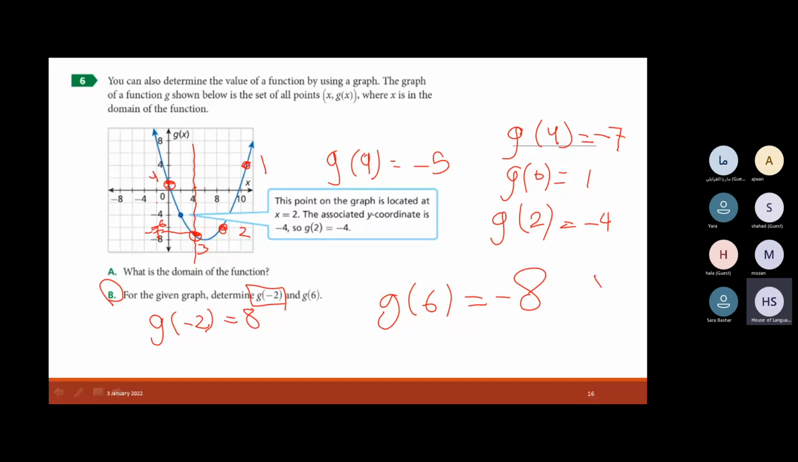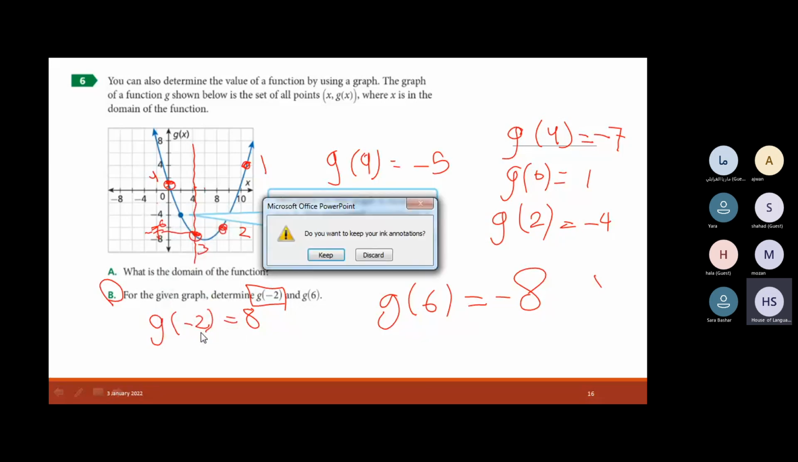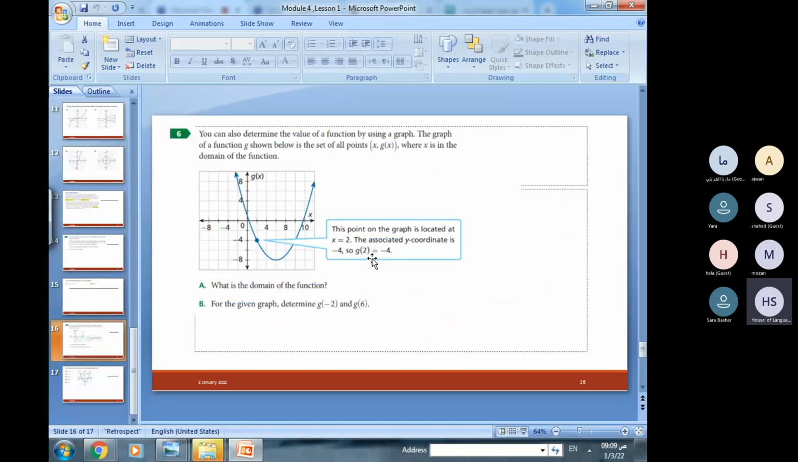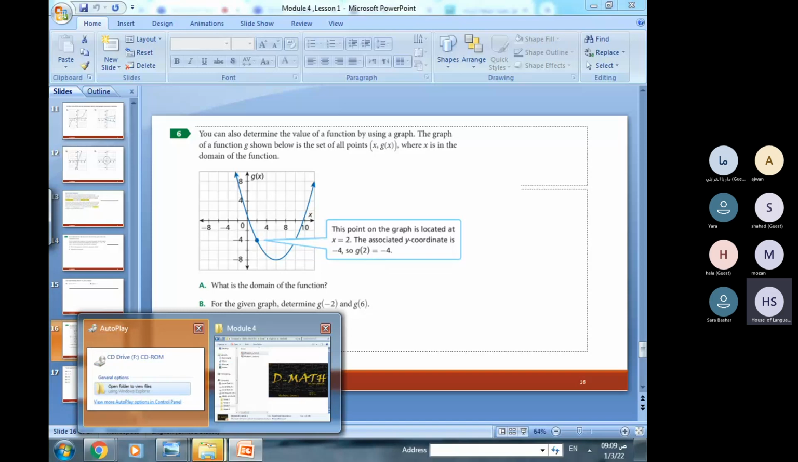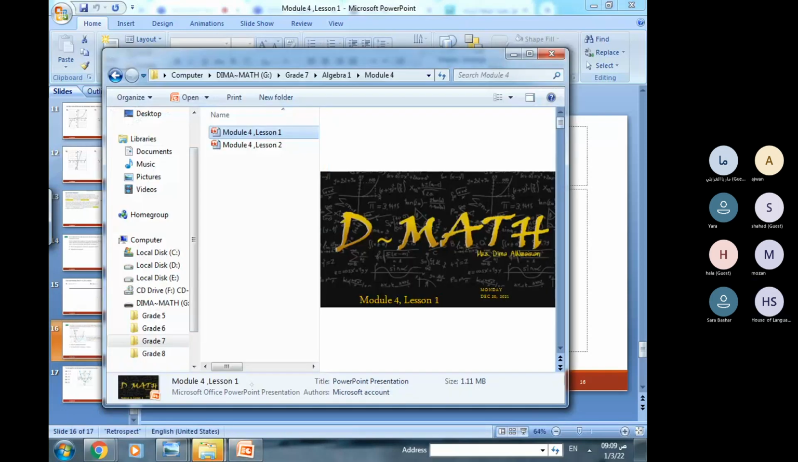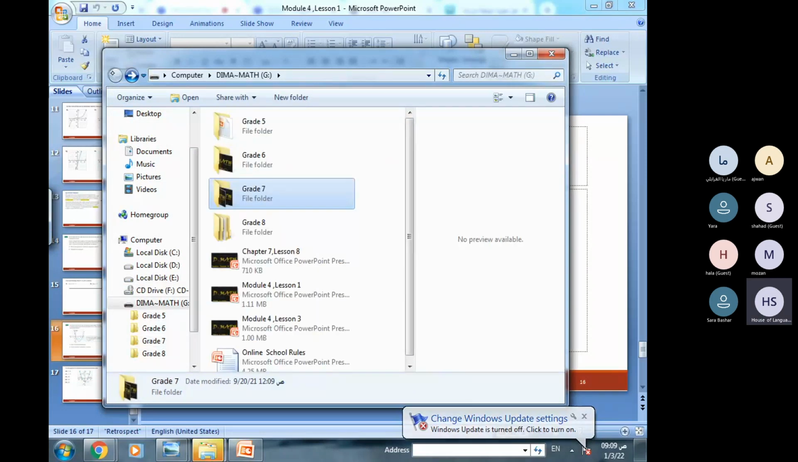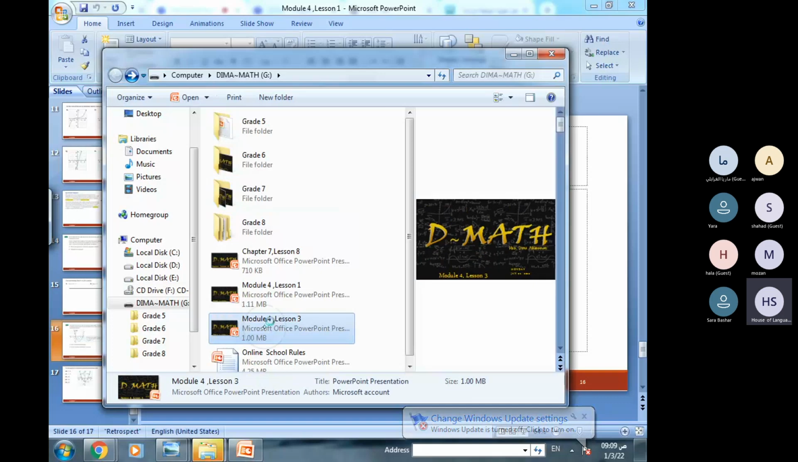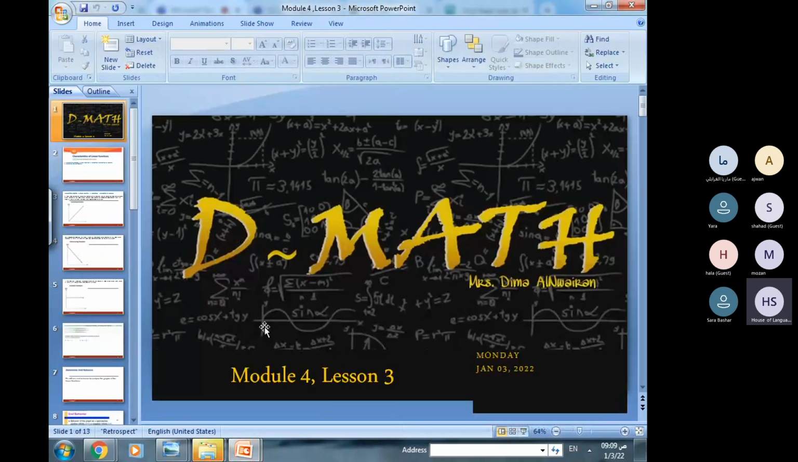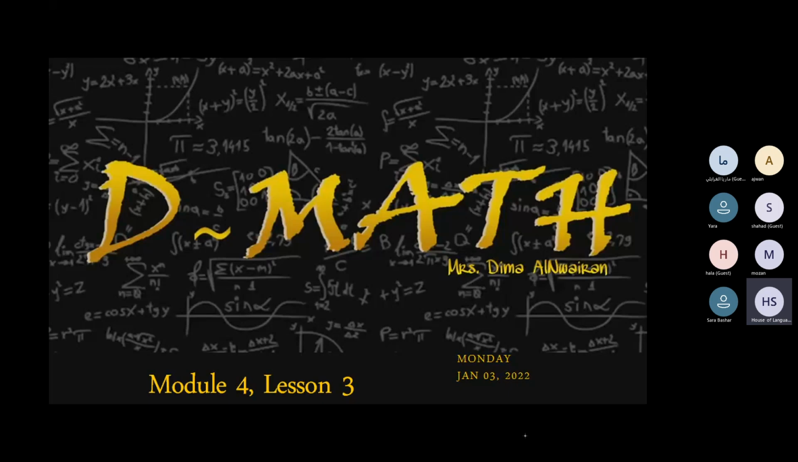6 minutes for no idea. Take the solution. Just an idea. Yalla. Now, let's start now. I don't know that we have a lot of time for this small thing. Module 4, lesson 3.